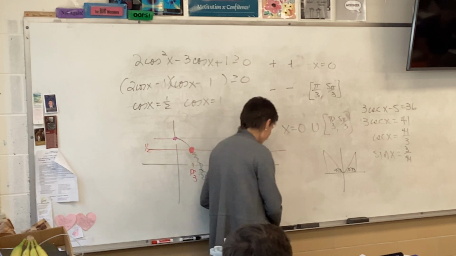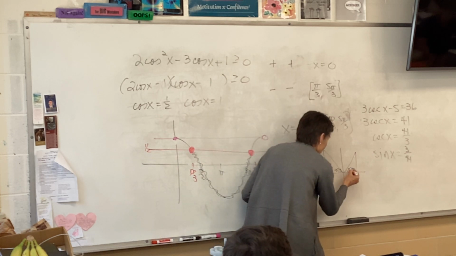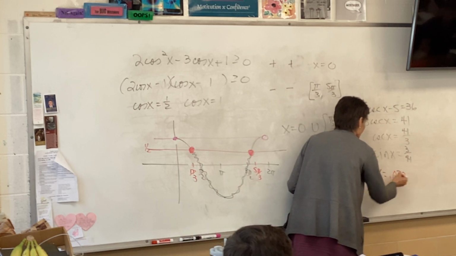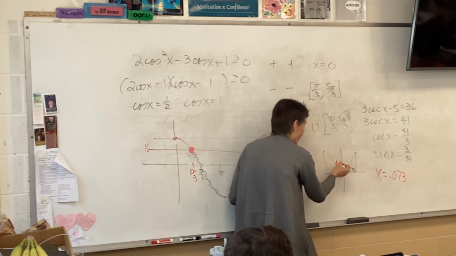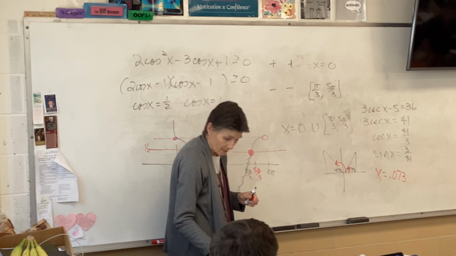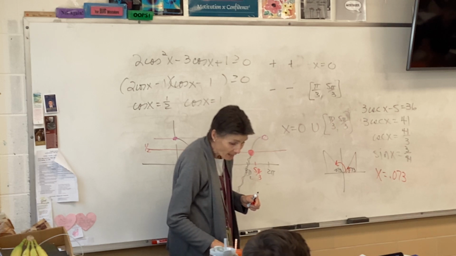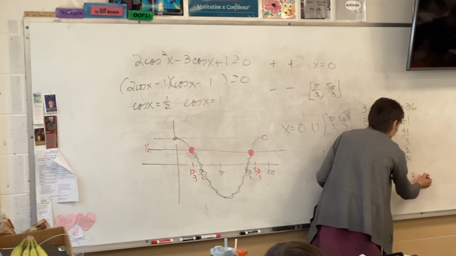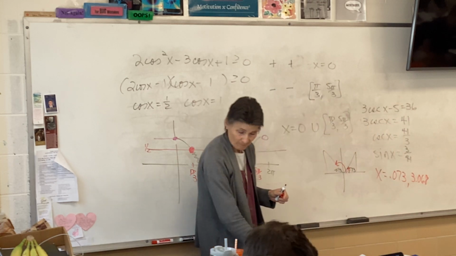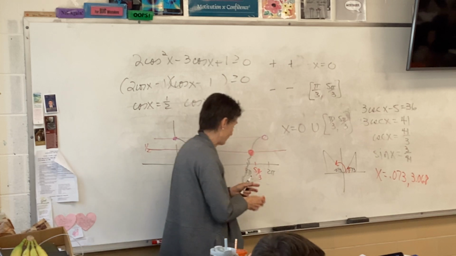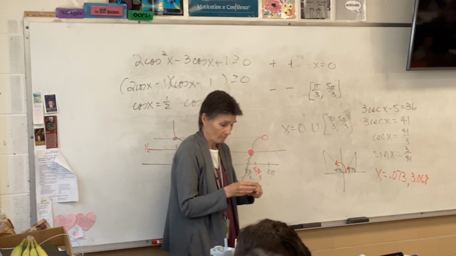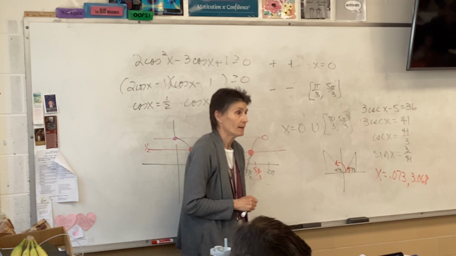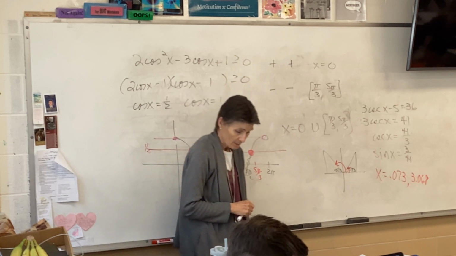Now, the answers to the question are this angle right here, which is 0.073, and then this one, which would be pi minus that, so 3.068. Is that what I have on the answer sheet or not? Okay. Okay, Olivia, does that make sense to you? Yeah. Okay.